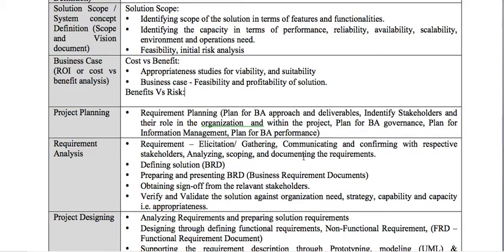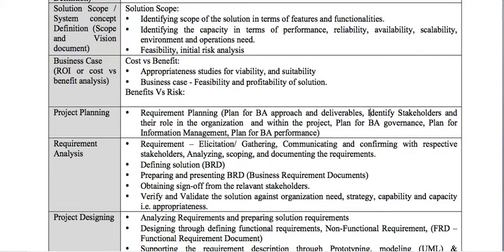Okay, and then identify the stakeholders, and their roles and responsibilities in the organization, and the project governance, and that is who will be making the decisions, and what kind of communications we will have in the project, and how the decisions are made throughout the project and after the project is implemented.